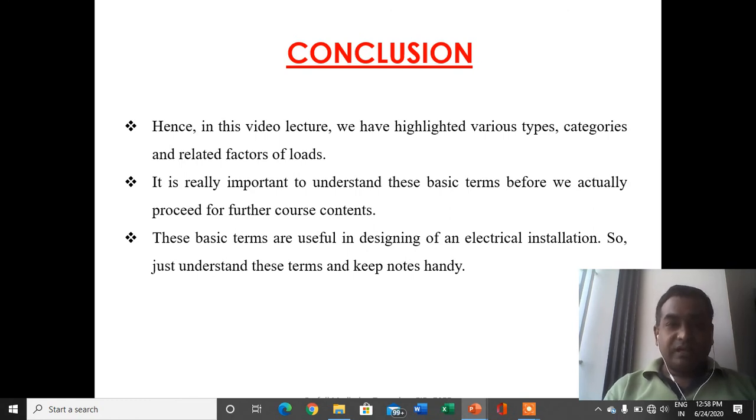Hence, we come to the conclusion that in this video lecture, we have highlighted various types, categories, and related factors of electrical loads. It is really important to understand these basic terms before we proceed further in the course content. These basic terms are useful in designing an electrical installation. So just understand these basic terms and keep your notes handy as a reference for further study.